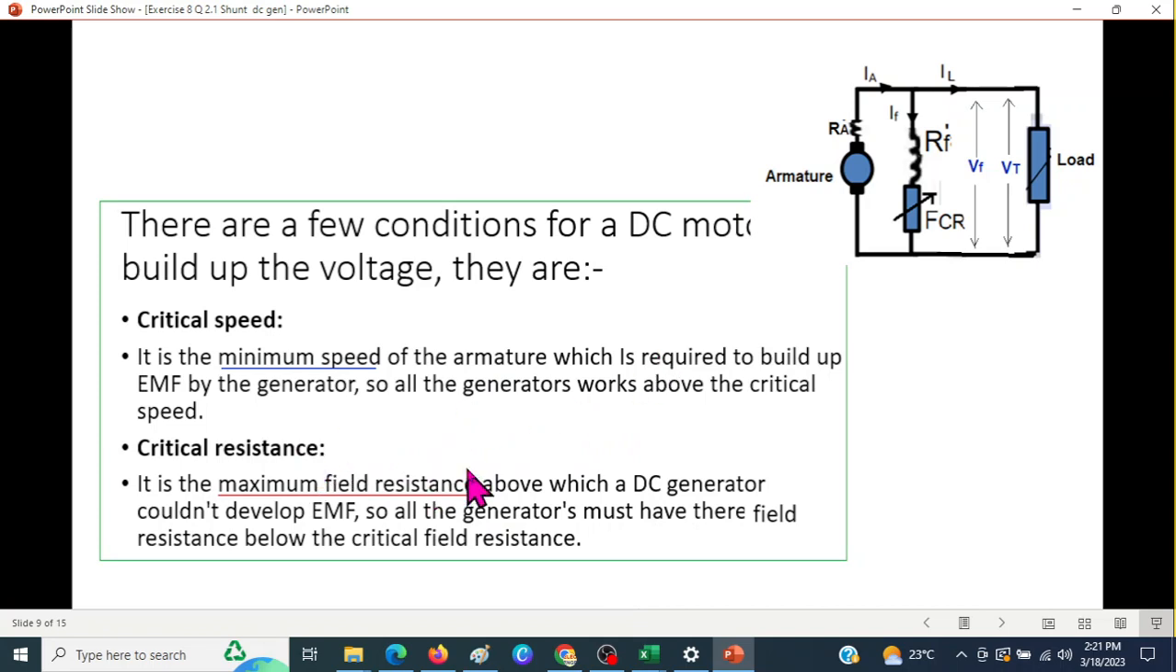And then there is a term called critical resistance. It is the maximum, sorry, not minimum, maximum field resistance, total maximum field resistance above which the generator could not develop EMF. So if we have more than the maximum, then this generator will not develop EMF. These are the two conditions actually for controlling the speed, the critical speed and critical resistance.